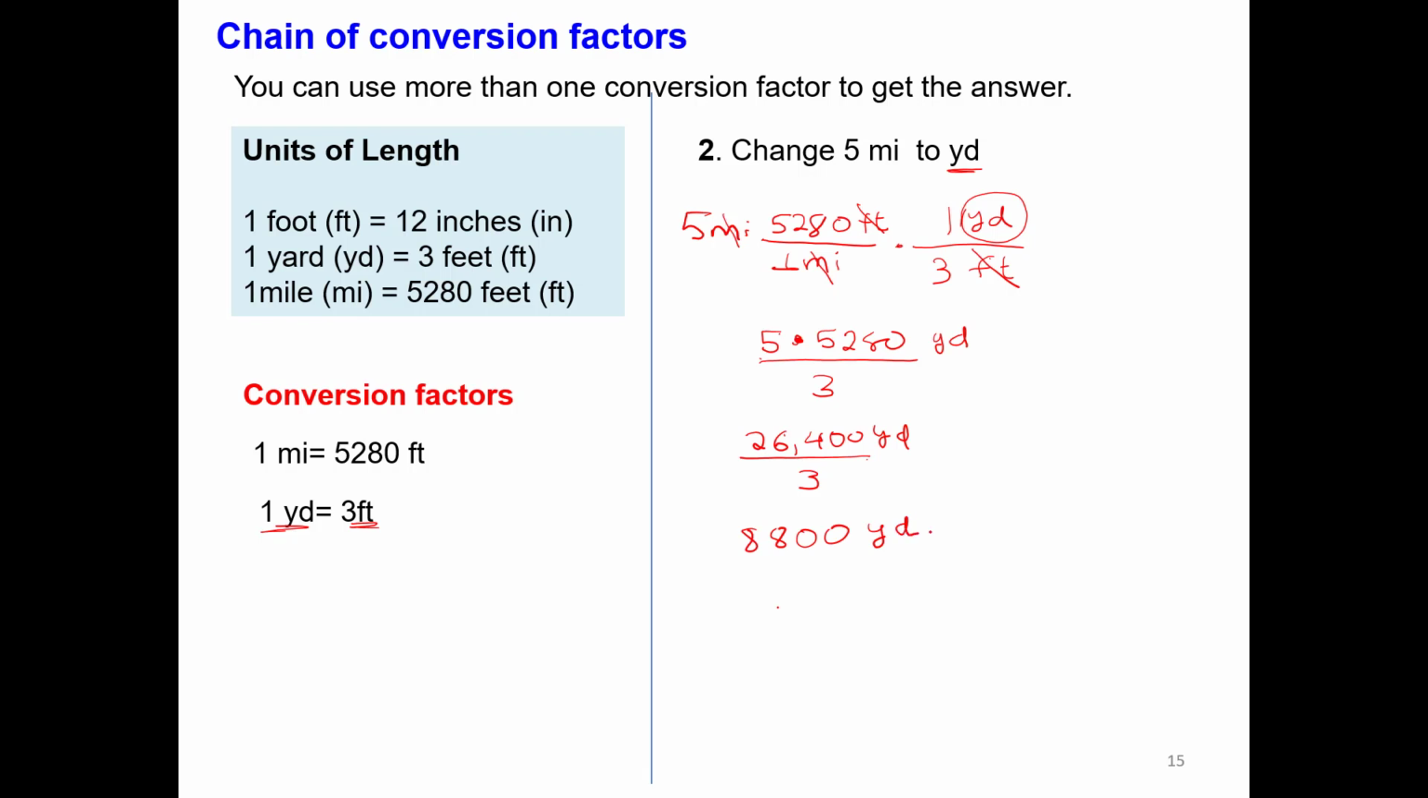Then now we can write the answer. Yes, 5 miles equals 8,800 yards. And this one is the answer.